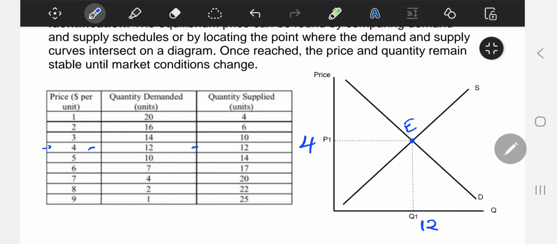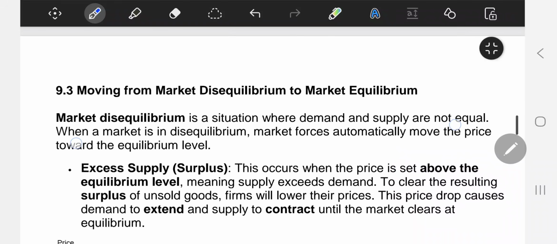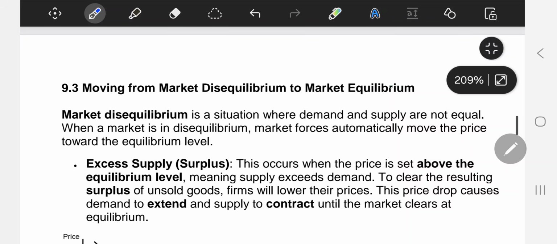All right, now this is not to say that the market is always in equilibrium. Sometimes the market is not in equilibrium. Let's see what we're talking about when the market is not in equilibrium. When the market is not in equilibrium, we call that a market disequilibrium. And it's basically a situation that we can find ourselves in a market where demand and supply are not equal.